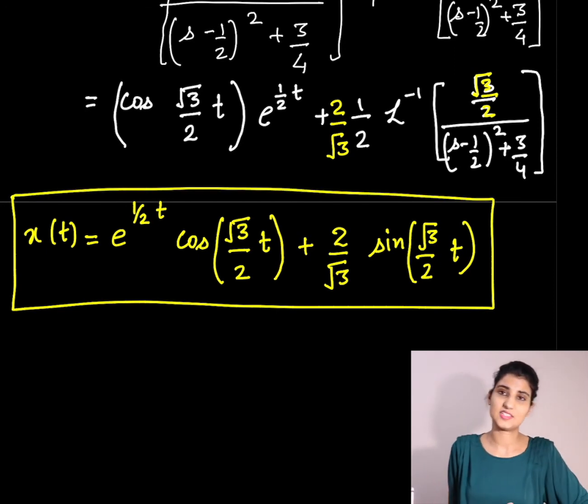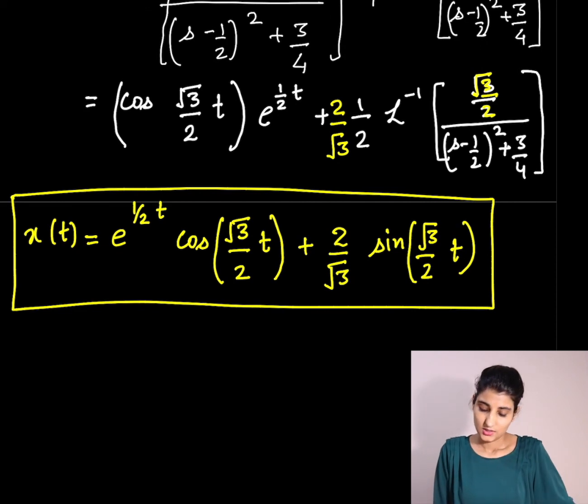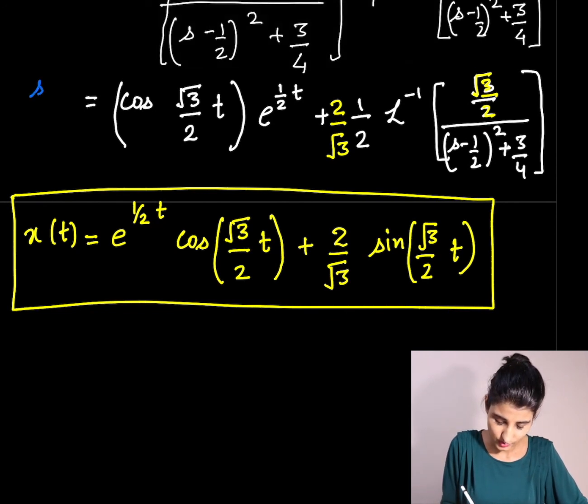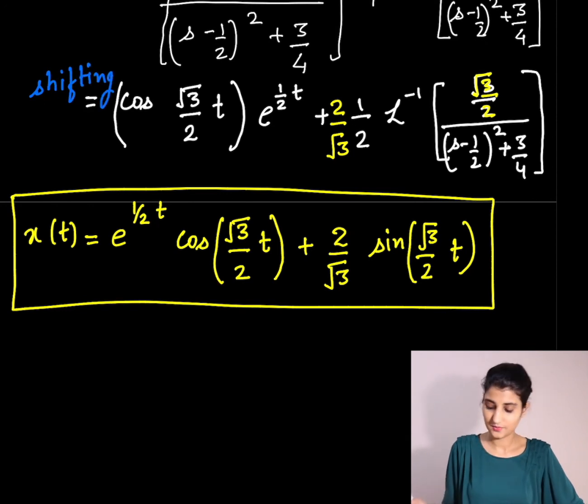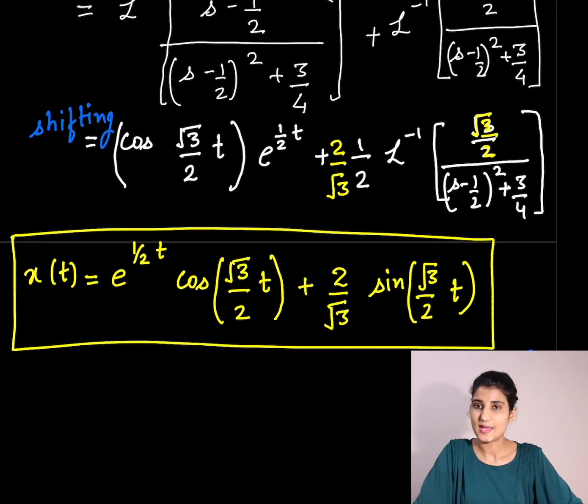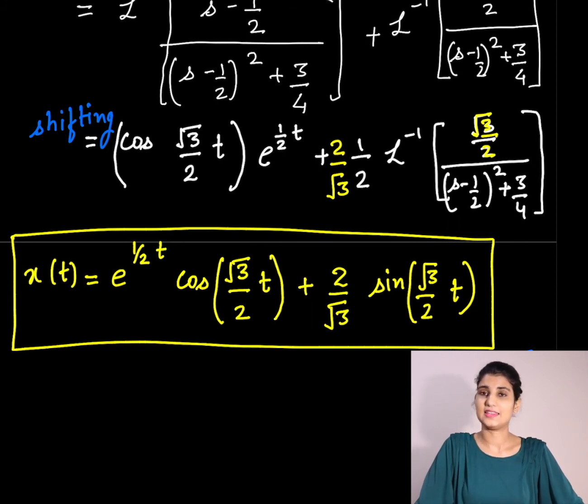Okay. Very simple, right? And in this step over here, we used the shift property. So the steps are simple. Every time we want to use Laplace transform to solve an ODE, we first take the Laplace transform, we solve for X(s), and then we take the Laplace inverse.